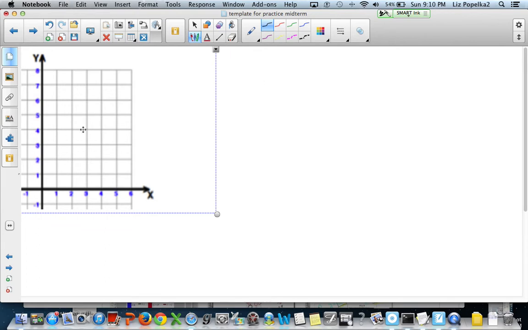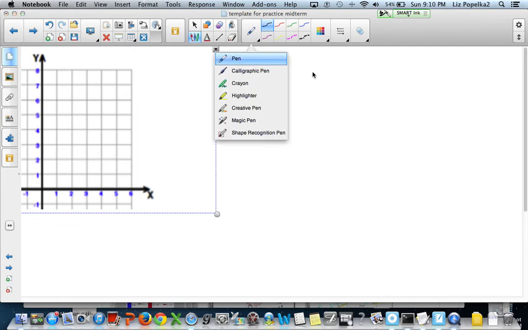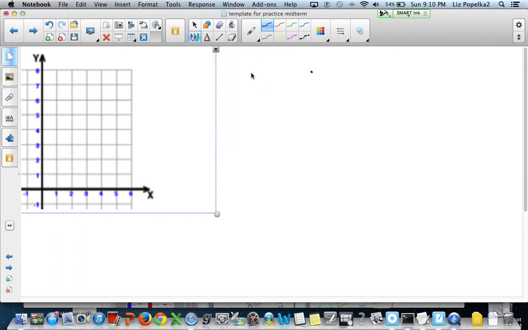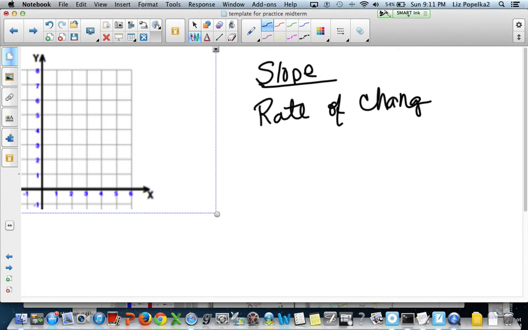So I'm going to do a really quick little review before we get to section 4. That's numbers 13, 14, 15, and 16. There are several words that they ask you about in the questions that are about to follow. One of those words is slope. Slope is just another word for rate of change, and we have talked a ton about rate of change.